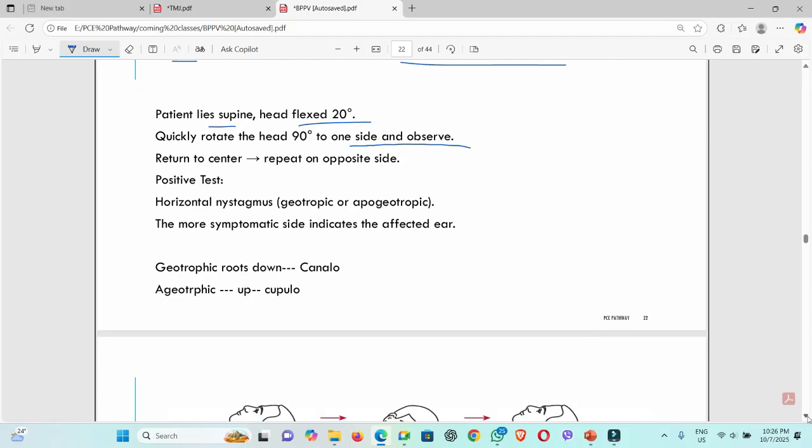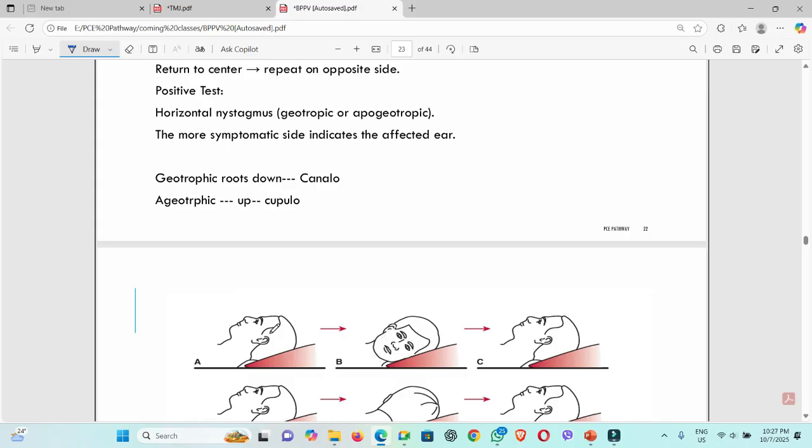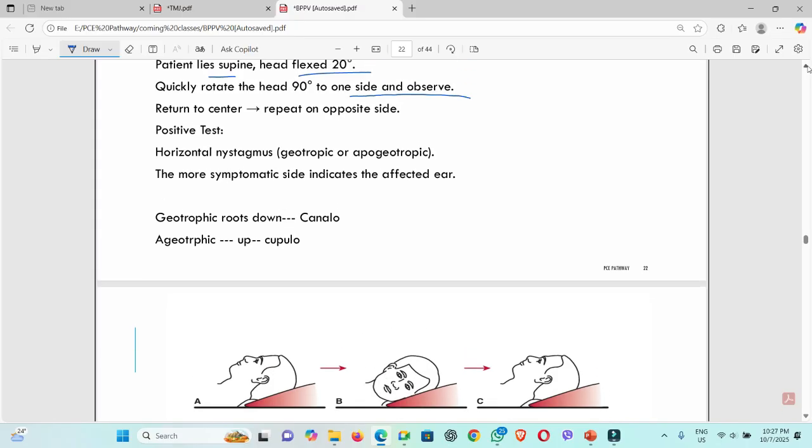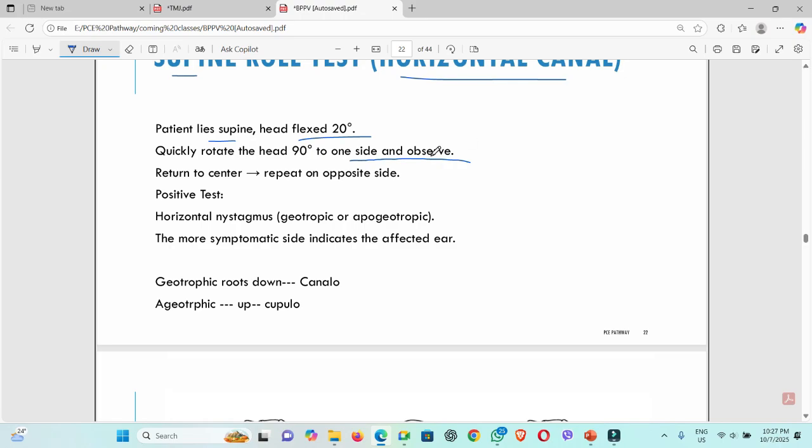As you can see in the picture, this is the 90-degree rotation. Then return to center and repeat on the opposite side. A positive test shows horizontal nystagmus, geotropic or apogeotropic. The more symptomatic side indicates the affected ear.